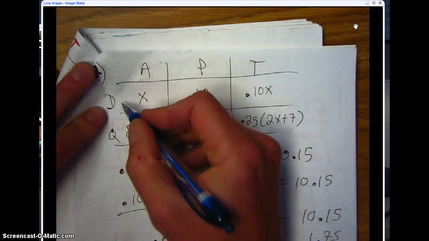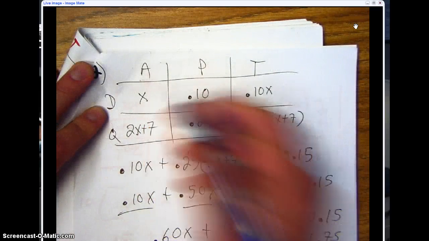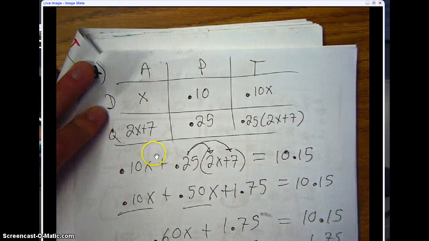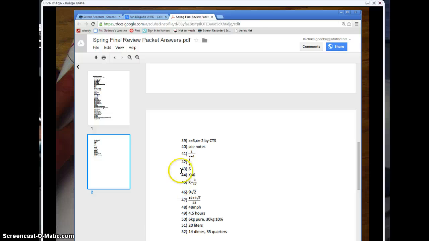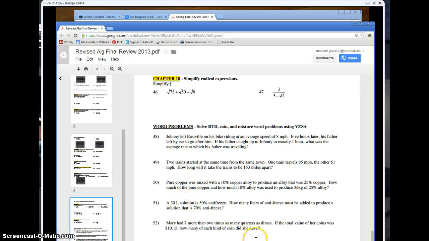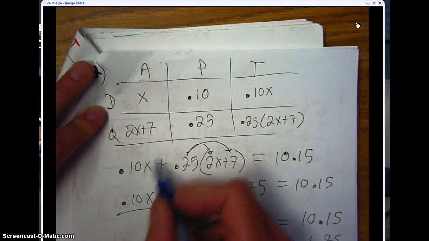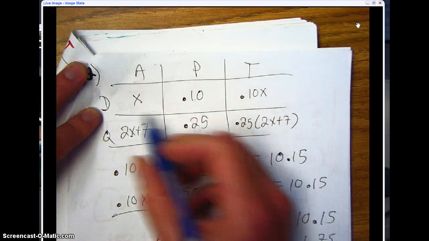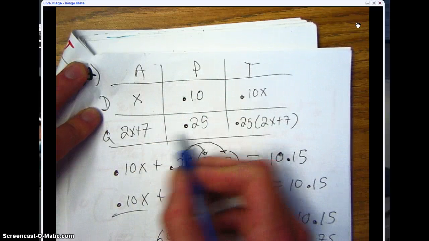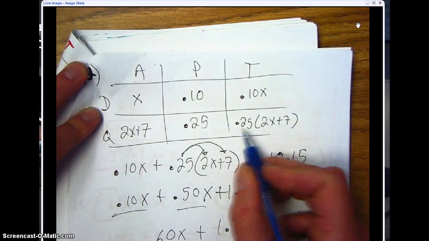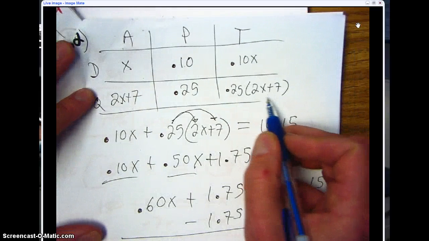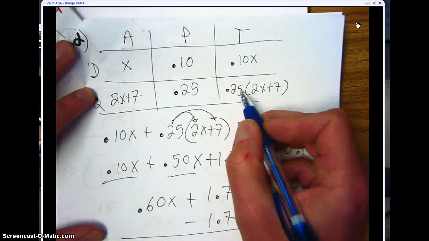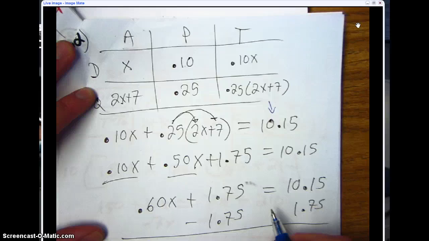Okay, dimes and quarters. Dimes is the unknown. And here comes fifth period. The question says there are 7 more than 2 times as many quarters as dimes. 7 more than 2 times means 7 more than 2 times. Dimes are 10 cents, quarters are 25. That times that is that. 25 cents distributed to this is going to be what this comes out to be. And now they're saying, well, this amount of dimes and this amount of quarters gives us a total of $10.15.